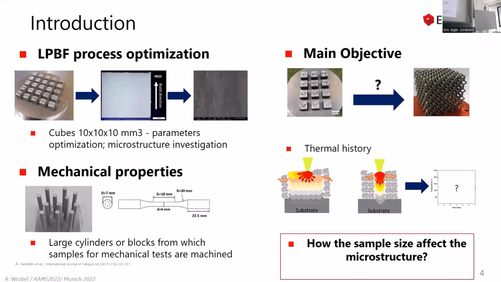The single track wall, for instance. So we are very limited in the area of direct heat dissipation, and we also have heat losses to the powder, which some investigations show are between 3 to 5% of the conduction of that material. So how does the sample size affect the microstructure?